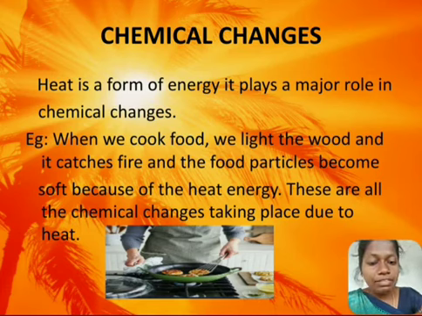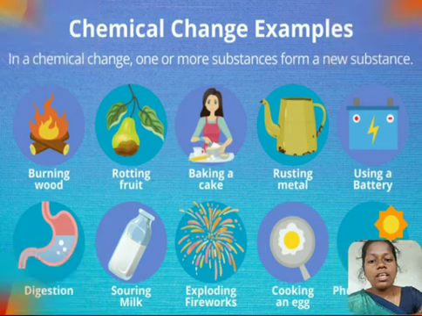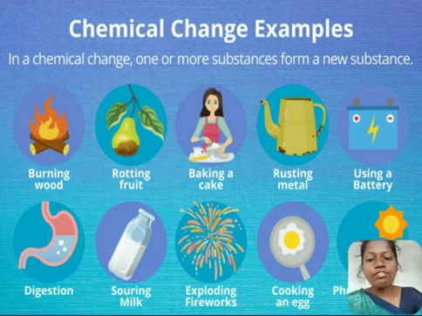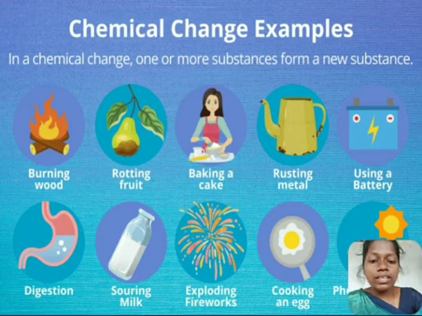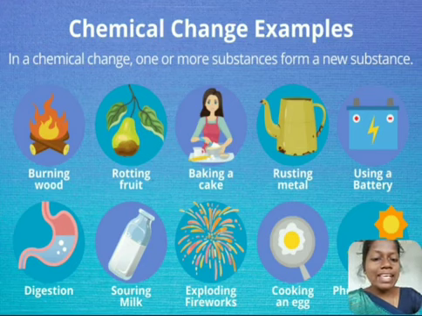For example, if we heat a substance, the appearance and the substance will change. So we call these chemical changes. These are the examples of chemical changes: burning wood, rotting fruit, baking a cake, rusting metal, using a battery, digestion, storing milk, exploding fireworks, cooking eggs, photosynthesis, etc. These are the chemical changes that happen with heat.